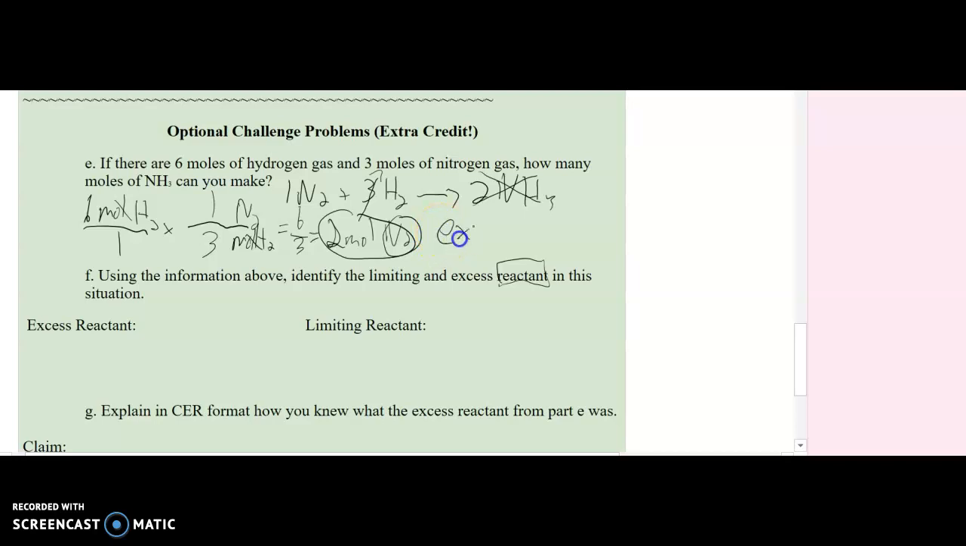So that means that this is an excess, right? So I can confidently say that N2 is my excess reactant. Well, how many reactants do I have? I only have 2 of them. So if this is my excess, then there's only 1 left. So that means that H2 is my limiting reactant.